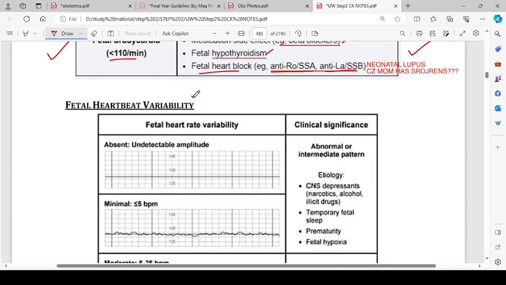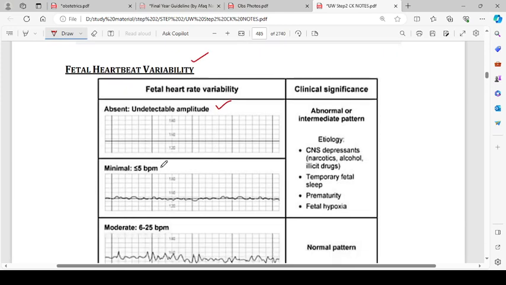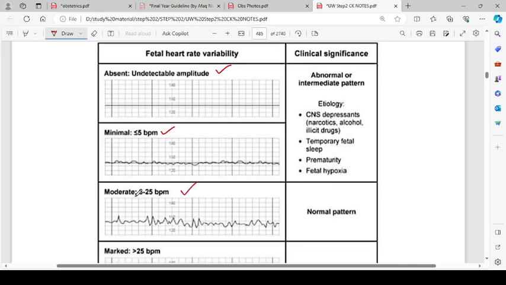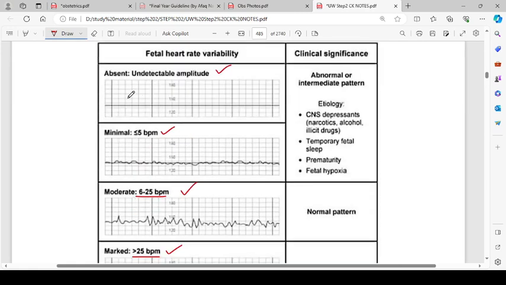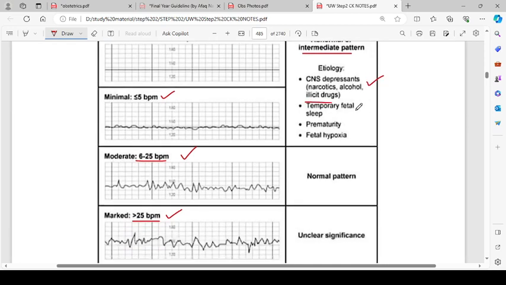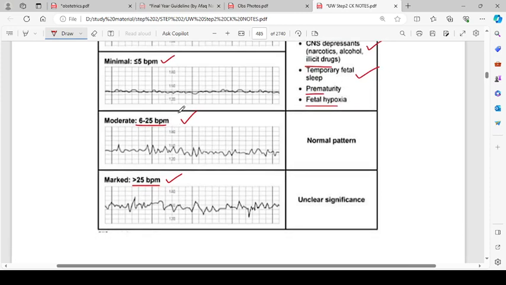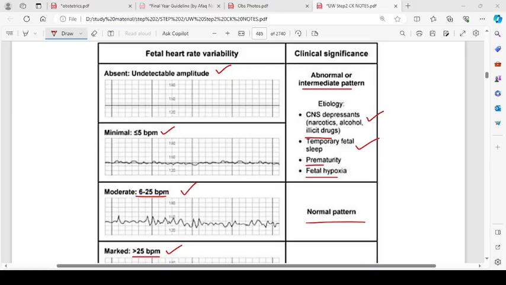Fetal heartbeat variability. Absent or undetectable amplitude; then minimal variability, which is about 5 beats per minute or less. Moderate variability is 6 to 25 beats per minute. Marked variability is more than 25 beats per minute. Undetectable or minimal variability is an abnormal or intermediate pattern; etiologies include depressants, narcotics, alcohol or illicit drugs, temporary fetal sleep, prematurity or fetal hypoxia. Moderate variability, 6 to 25 beats per minute, is good and is a normal pattern. If it is more than 25 beats per minute, it has unclear significance.